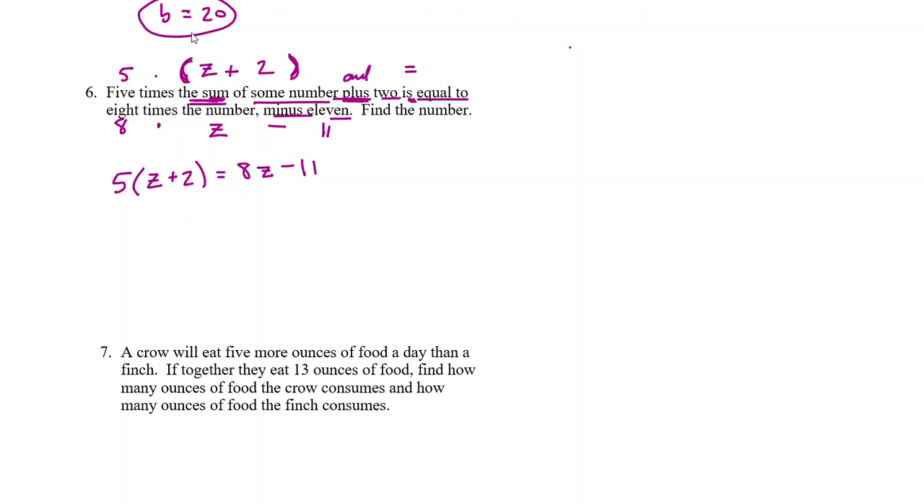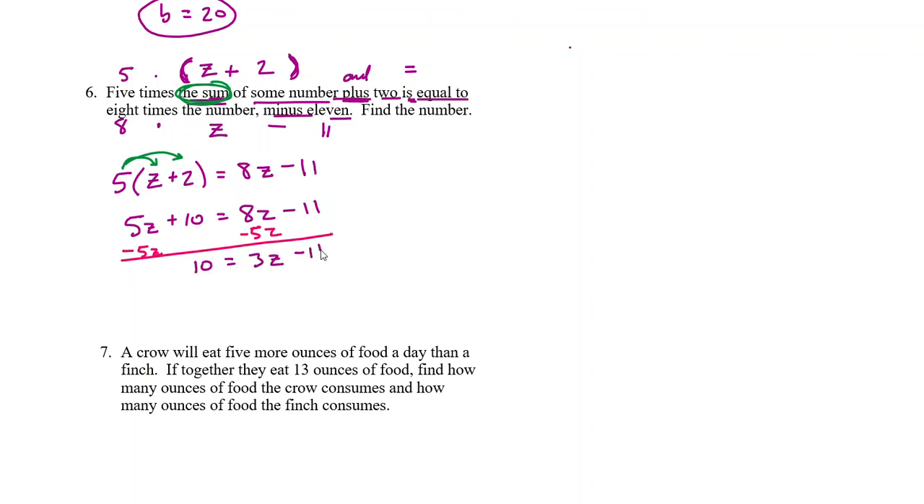All right, this is a really complicated problem. We're going to distribute the 5 because of that word, the sum. The sum means that we're probably going to have to distribute. 5z plus 10 equals 8z minus 11. Now I have z's on both sides. I want to get rid of one of them, and I'll get rid of the smaller one, so minus 5z from both sides gives me 10 equals 3z minus 11.